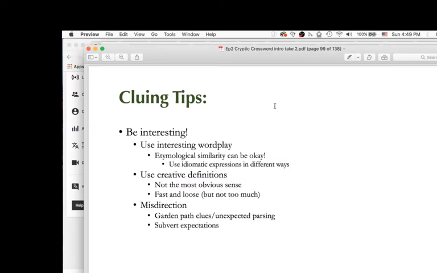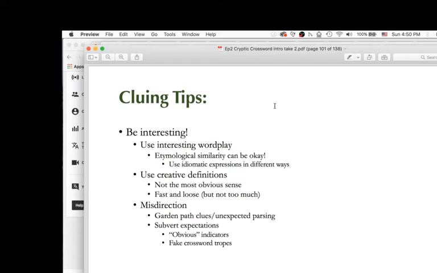Subvert expectations. Some expectations that solvers may have include obvious indicators, like, oh, of course, "in disarray" is going to mean an anagram. Well, maybe it turns out that "in disarray" is the definition, or it is a part of the fodder for a different part of wordplay. Or it means a container or something like that.